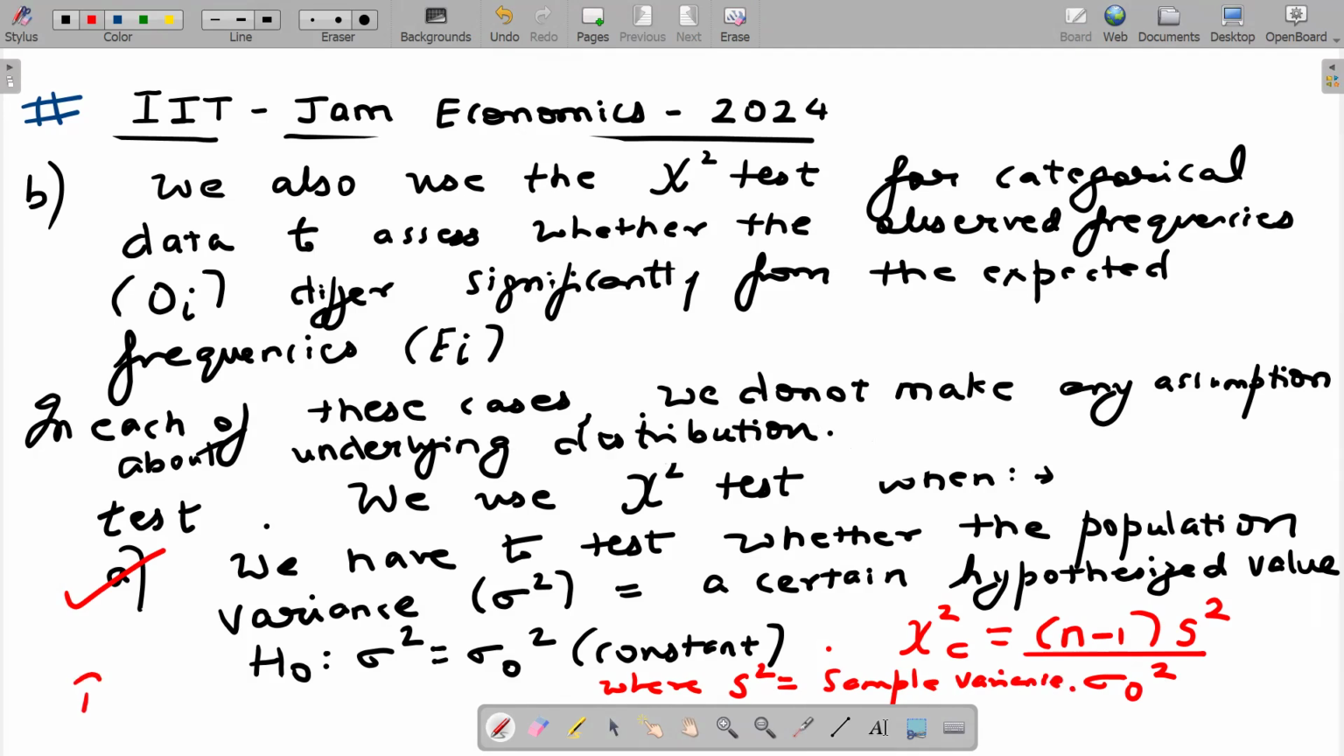And we reject the null hypothesis if my chi-square computed value exceeds the chi-square critical value with n minus 1 degrees of freedom.